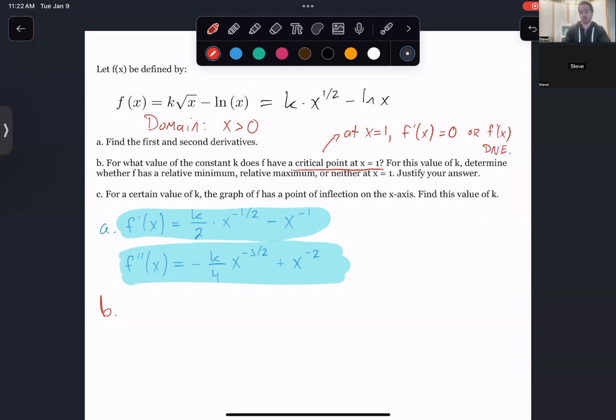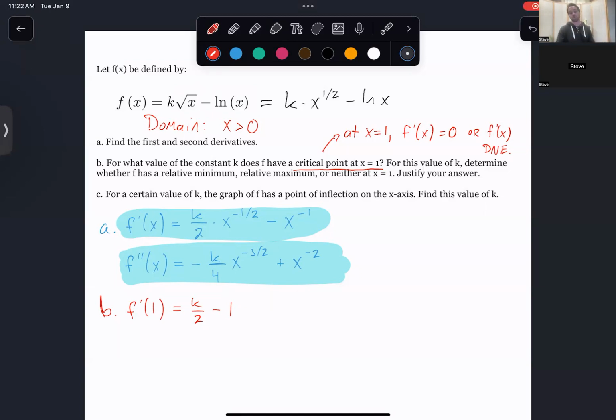But when you look at the equation for f prime of x, I'll just say f prime of 1, because that really is what we're talking about. F prime of 1 is going to be k over 2 times 1 to the negative 1/2. Well, 1 to any power is 1. So we don't really need to write it that fancy. It's just k over 2 times 1. And then minus 1 to the negative 1, rather. Well, guess what? 1 to any power is 1. And so really that's just the number 1.